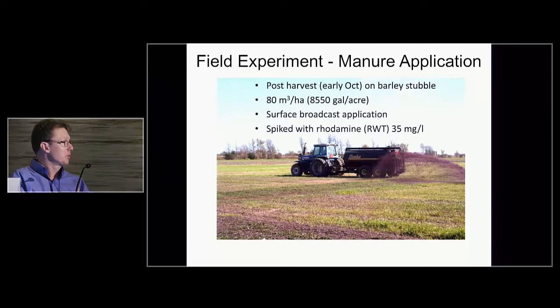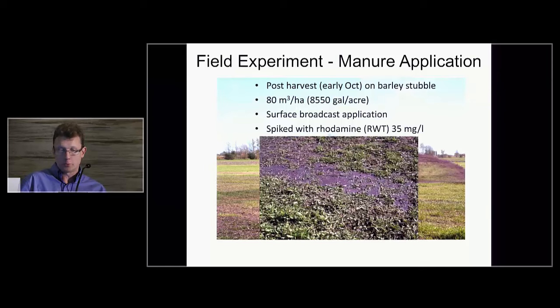So the manure was spiked with rhodamine. We applied it with a surface broadcast application, and we put it on a fairly heavy dose, so 80 cubic meters per hectare, and that's a little bit above the agronomic level you might use, but it gave us a good signal to track. So here we are, and that's what the field surface looked like after we applied our red manure, because of the rhodamine tracer that was applied with it.